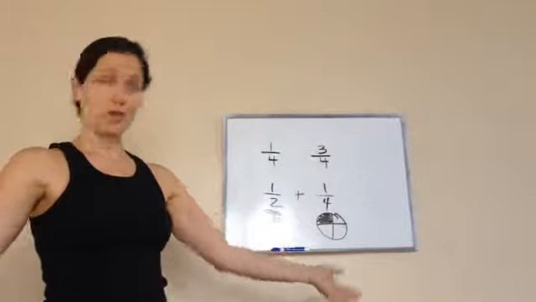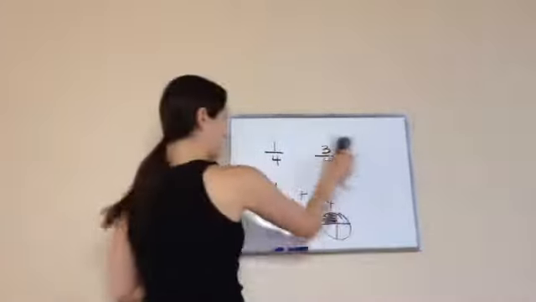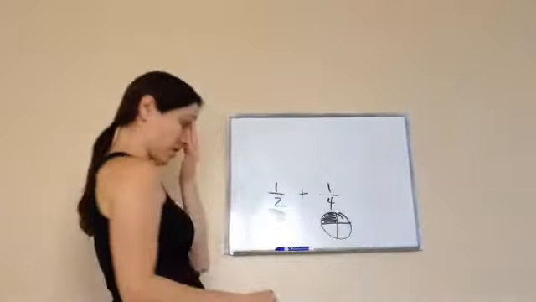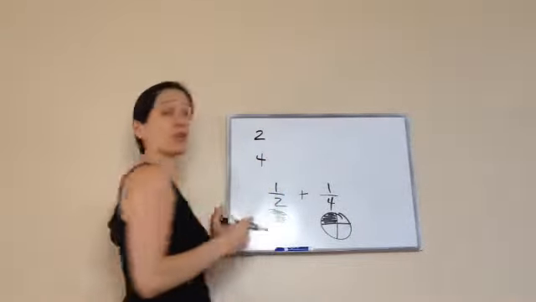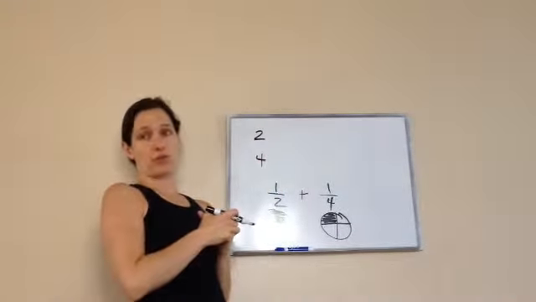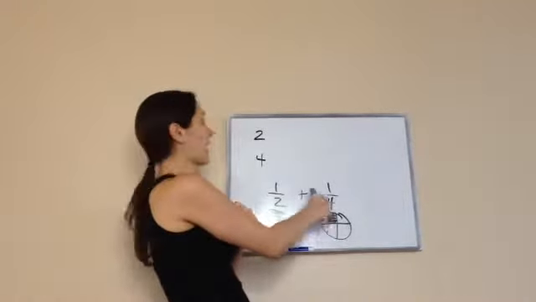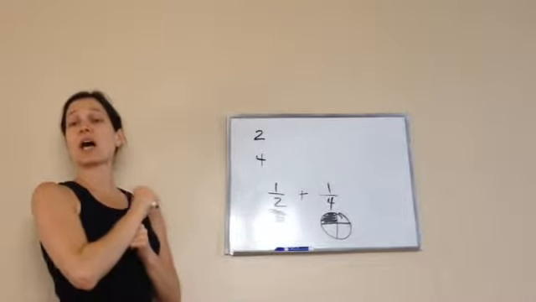Okay, so I'm going to teach you how to figure that out. So stay with me. I'm going to take one half and one fourth. The first thing I want you to do is write down your denominators. Two and four. Remember, those are denominators. The next thing I want you to do is discover your least common multiple.